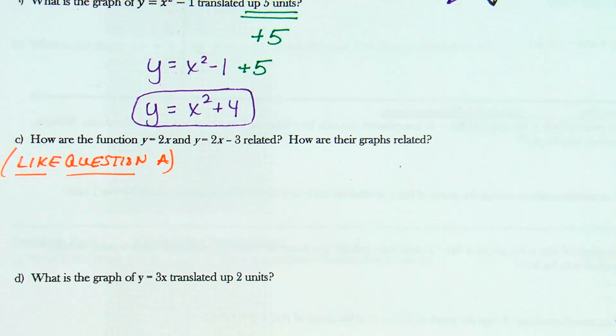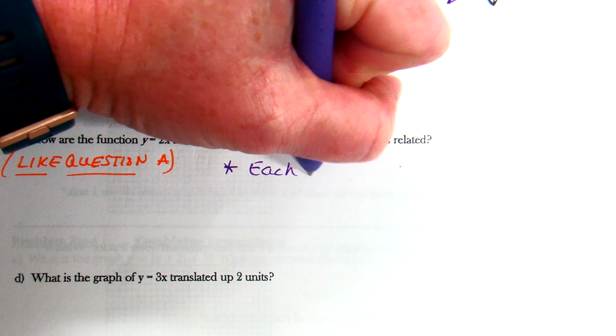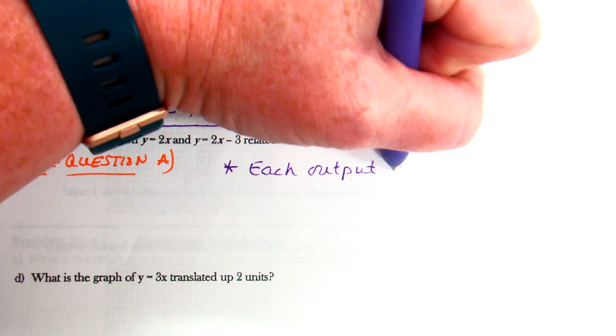What about the output values? Since there's a minus 3, each output value is going to be 3 less. Those are the two pieces of information I'm going to write down. Those are the connections I want you making. First of all, I'm writing that each output value is 3 less.